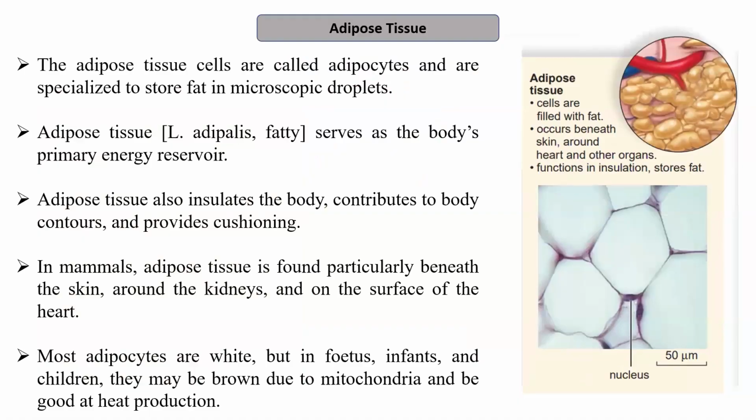The next is the adipose tissue. The adipose tissue cells are called adipocytes. The word cytes is usually used for cells. So the cells of the adipose tissue are known as adipocytes and they are specialized to store fat in microscopic droplets. So their function is fat storage.